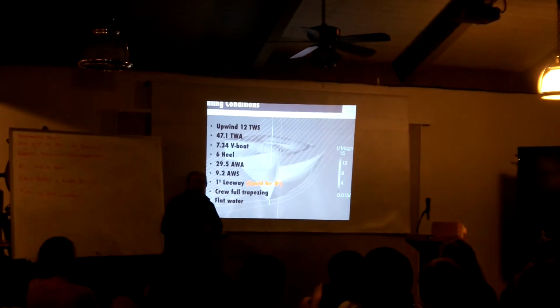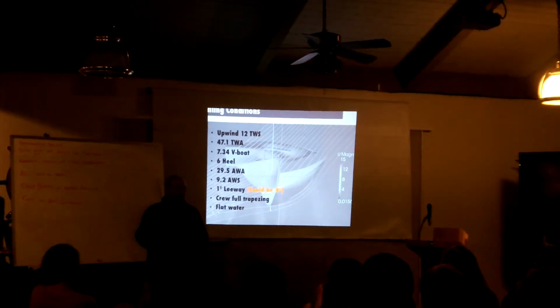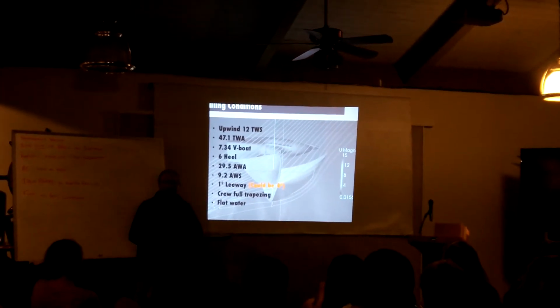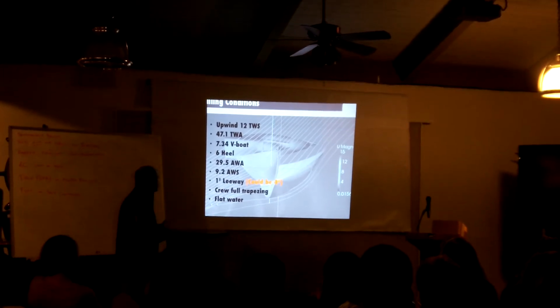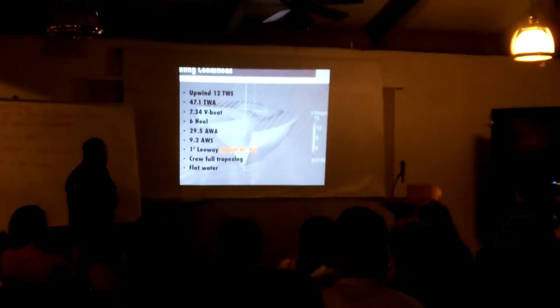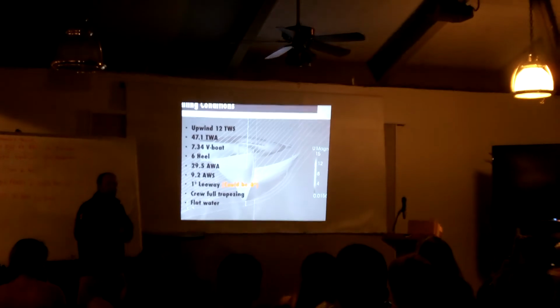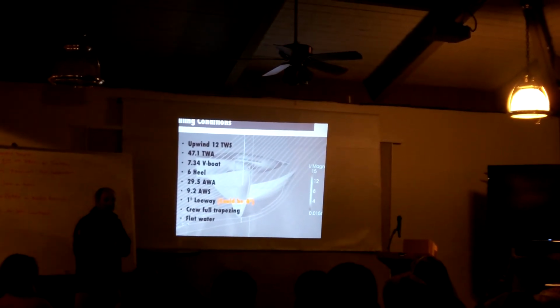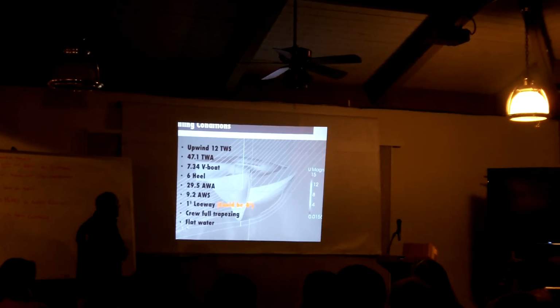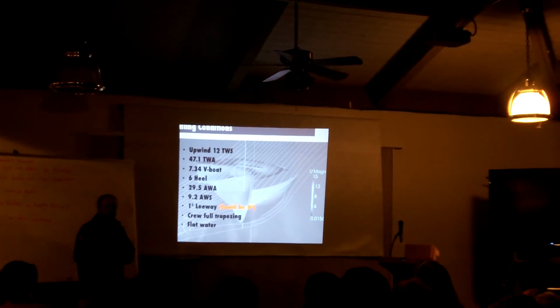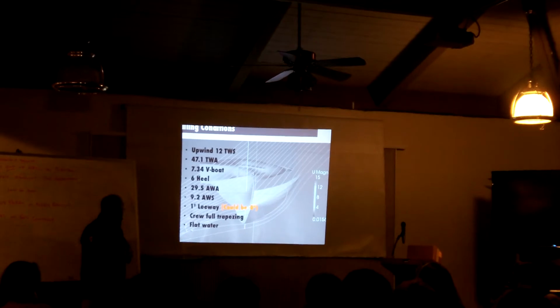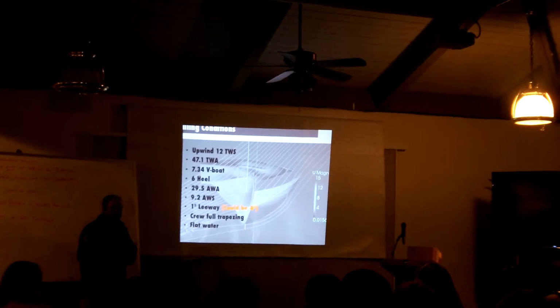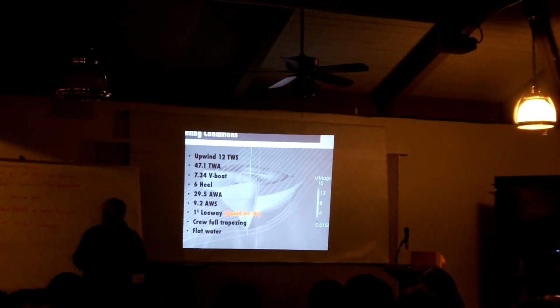Now we've got the model set up in the computer, we have to decide on a sailing condition. So we decided on 12 knots of wind. We chose 47.1 degrees of true wind angle. That's the angle the boat's sailing against the wind. The boat speed is 7.34 knots. And we've got 6 degrees of heel. That's probably a little bit too much, but that's what we have.